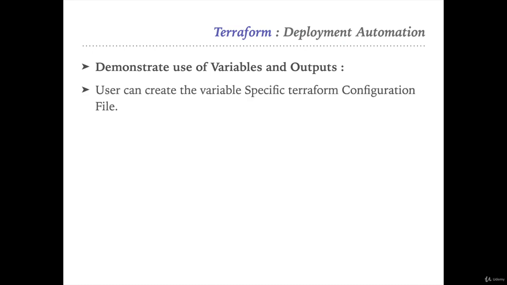In Terraform, a user can create a variable-specific Terraform configuration file. If you remember, we were using variable.tf, and that configuration file only contained the variables, right? We can create a separate file to keep the variables in a single place, and we can use that variable file across the Terraform configuration files present in that directory. It is a best practice to keep all variables in a single file. If you want, you can create the variable file module-wise as well.